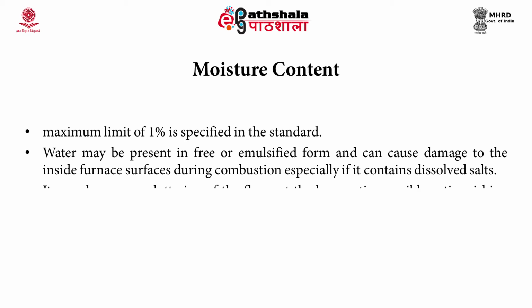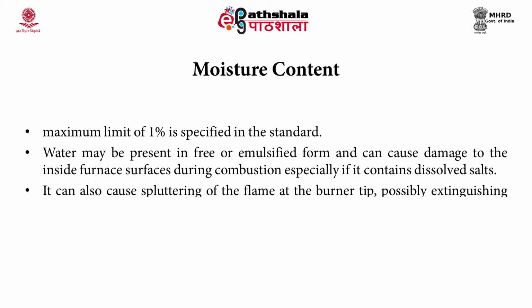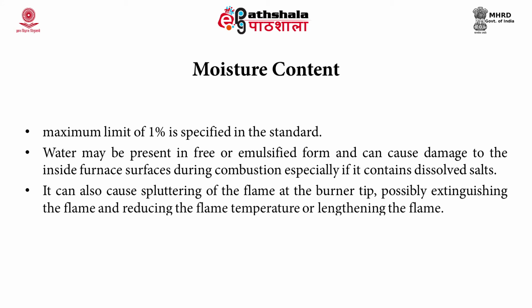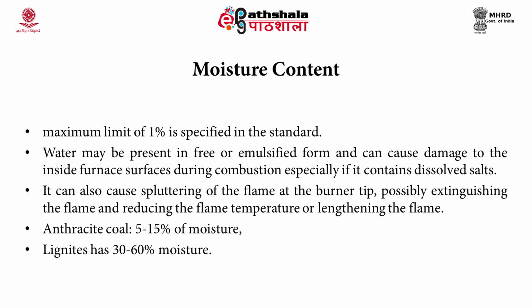It causes spluttering of the flame at the burner tip, possibly extinguishing of the flame, and also reduces the flame temperature or lengthens the flame. You can see anthracite coal has a moisture content of 5 to 15%, while lignite has 30 to 60% moisture. Wood moisture is around 20 to 80%.